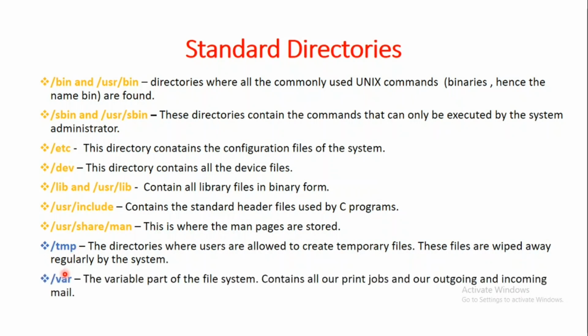Then var, which is short form for variable. This contains a variable part of the file system, and consists of all our print jobs and our outgoing and incoming mail, okay. Last one, home, as already explained. On many systems, the users are housed here, or under home, you will have directories that represent the home directory of each and every user using the system, okay. So these are the various standard directories in the Unix file hierarchy. Okay, that's it.